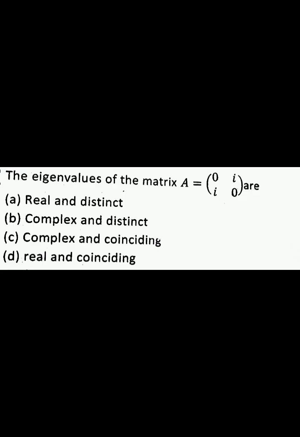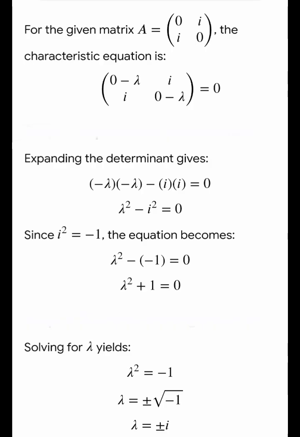The next question is: the eigenvalues of a matrix A equal to [0, i; 0, 0] are dash. Here matrix A is equal to [0, i; i, 0]. The characteristic equation is [0 minus lambda, i; i, 0 minus lambda] equal to 0. That is minus lambda into minus lambda minus i into i is equal to 0. That is lambda square minus i square is equal to 0. We know i square is equal to minus 1. That is lambda square plus 1 is equal to 0. That is lambda square is equal to minus 1. That is lambda equal to plus or minus square root of minus 1. That is lambda is equal to plus or minus i.